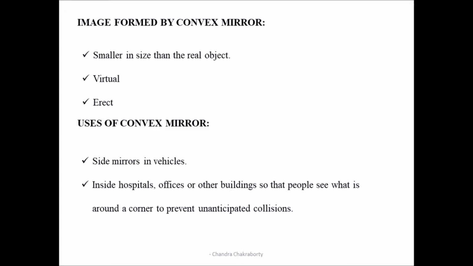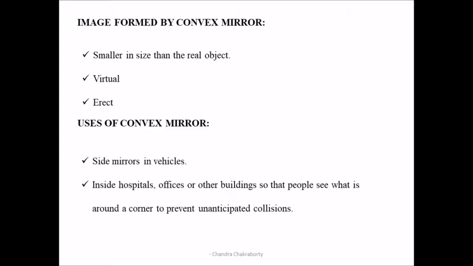Now let's see what kind of images are formed by a convex mirror. A convex mirror always forms images that are smaller in size than the real object. It always forms a virtual and erect image. Now let's see what the uses of a convex mirror are. The best example of the use of a convex mirror is a real life example. You all must be aware of the rear view mirror, also known as the side view mirror in vehicles, right? That is a convex mirror. It is used because the image formed is smaller in size than the real object.